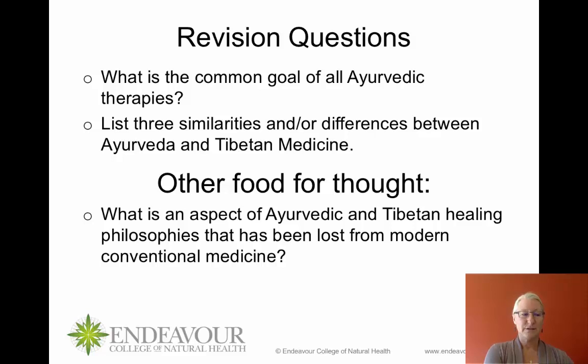As usual, we have our revision questions here, as well as those being listed on the LMS. The other food for thought question: what is an aspect of Ayurvedic and Tibetan healing philosophies that's been lost from modern conventional medicine? So think about what you know about modern medicine in the Western world and the medicine that you might know conventionally, and what aspect of Ayurvedic or Tibetan healing philosophies has been lost.